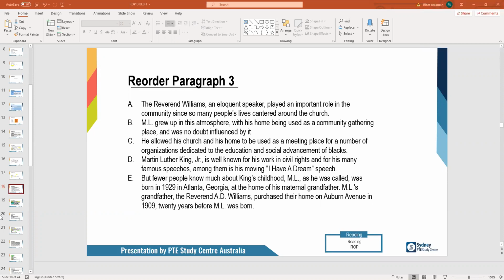I don't know why I chose C, but B seemed like... oh yeah, I chose C because it's talking about the church again. So there you go. That's the correct thing.